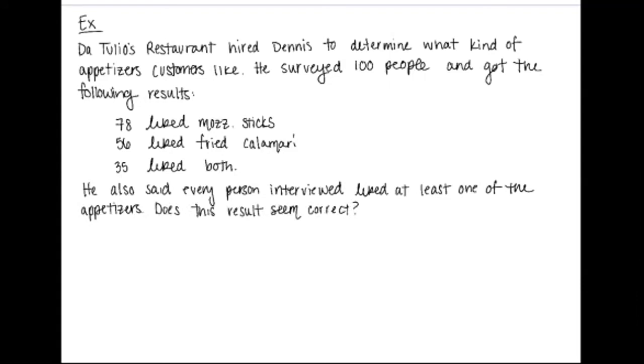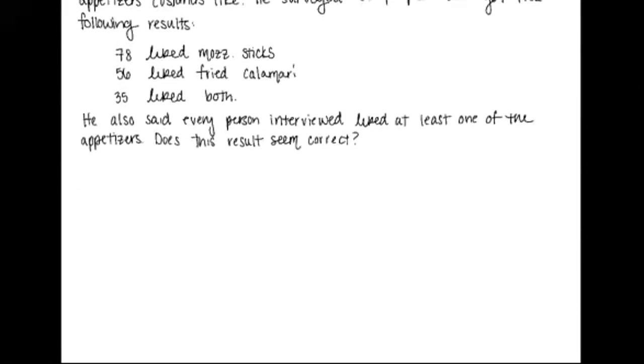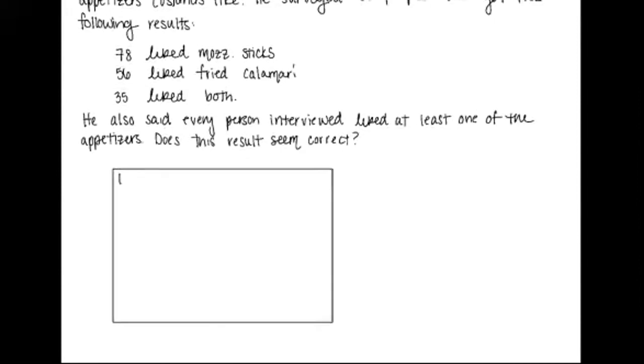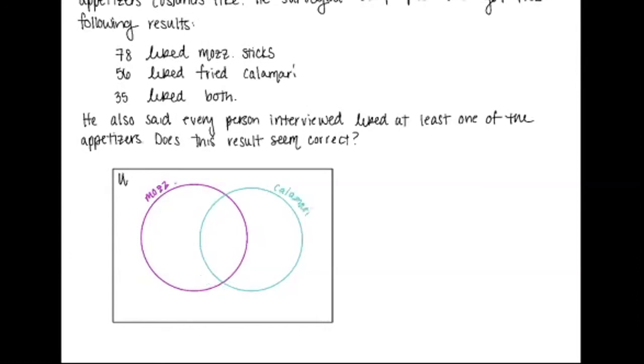So we hired this guy to do the survey. We want to make sure it works out correctly. Okay? Don't want to just accept it at face value. Let's do a Venn diagram, because I definitely have some overlap. Got our universal set here. We've got people that like mozzarella sticks. Just put mozz there. And then we've got our fried calamari circle. And based on the information he has given us, we know there are 35 people that like both. So that's what goes right in this middle region here.